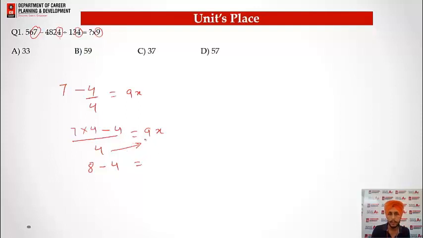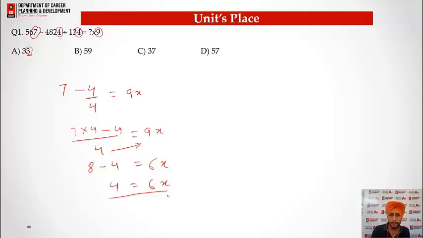So what will it become? 9 into 4, that is 36. We will use the unit place, that is 6x. So 8 minus 4 is 4 is equals to 6x. So this is our final equation. Let's check our options. So the unit place of option A is 3.